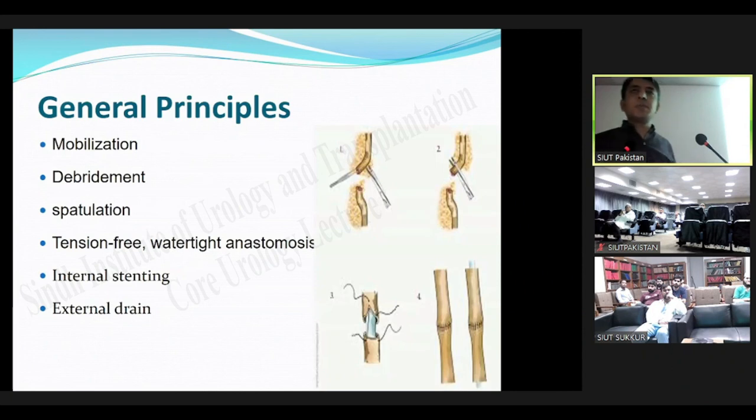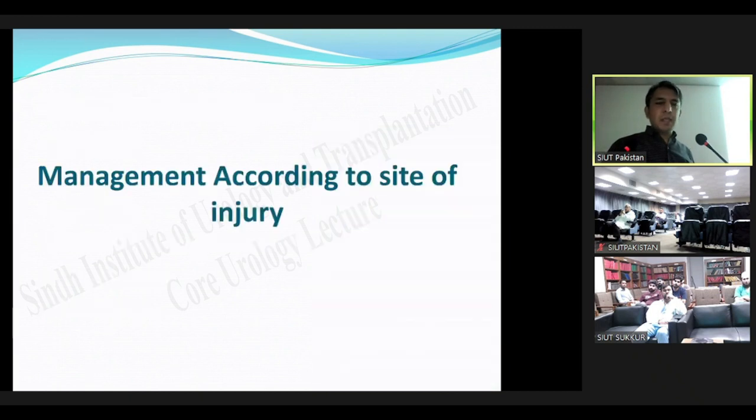So the general principle for delayed diagnosis and repairs is proper mobilization, and the debridement should not be extensive, like converting a 1 centimeter injury into 5 centimeters. It should be very meticulous and just to achieve bleeding edges. And then proper spatulation, and the anastomosis should be tension free and watertight with internal stenting and external drain.